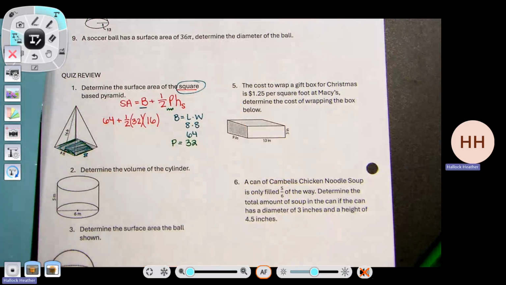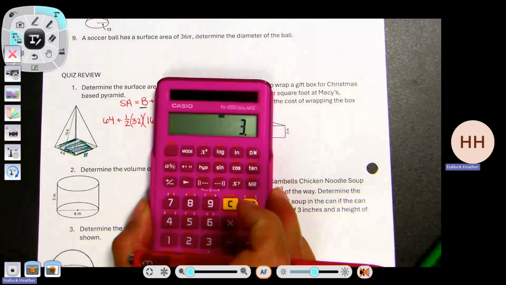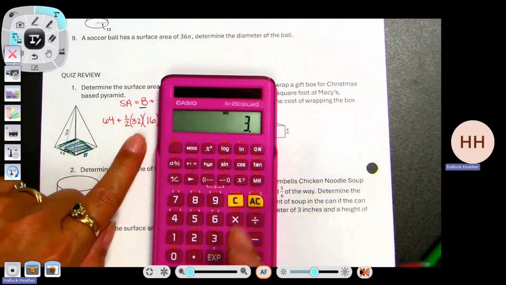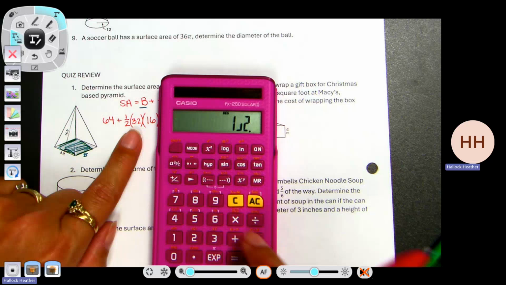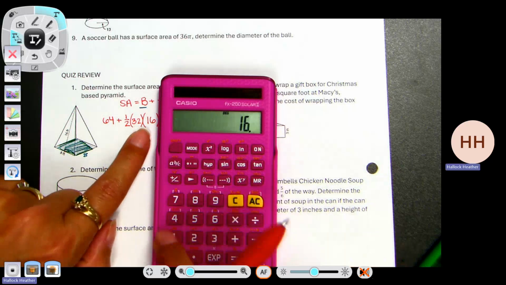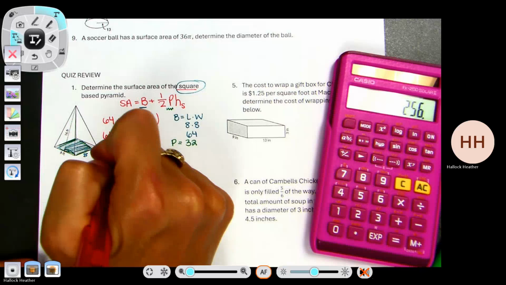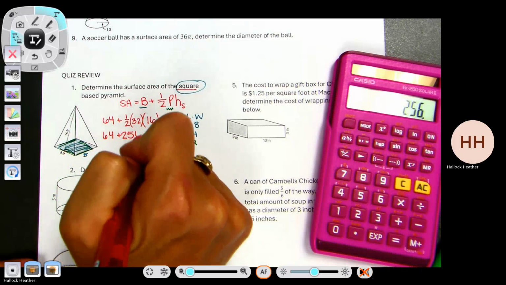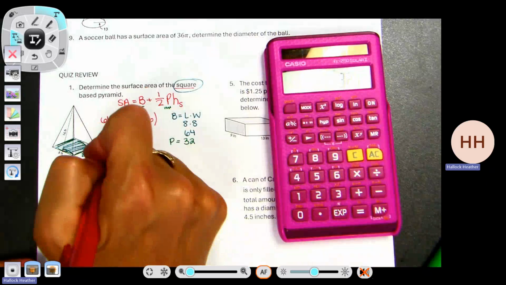So the first thing I need to do is multiply 1/2 by 32 by 16. So I'm going to multiply these back numbers. So 1/2 times 32 times 16 gives me 256. If I add 64 to it, I get 320.